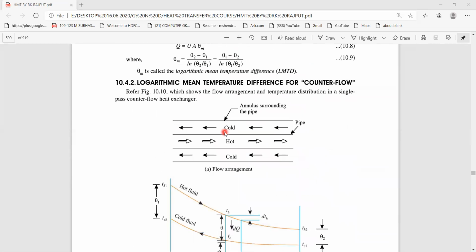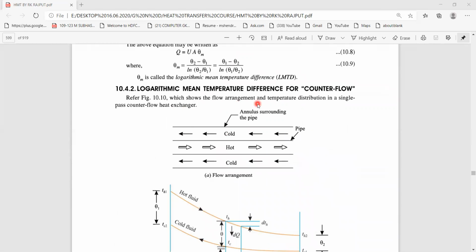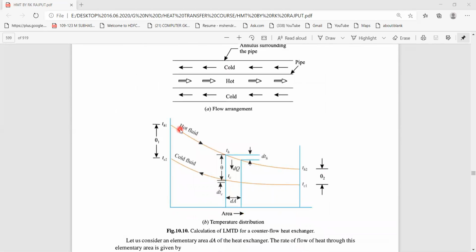As we know, this is the schematic representation or the flow arrangement of a counterflow heat exchanger, in which the direction of hot fluid is opposite to that of the cold fluid. That means both hot fluid and cold fluid are moving in opposite directions. Now, how to draw the temperature distribution diagram or the temperature variation diagram along the length of the tube?